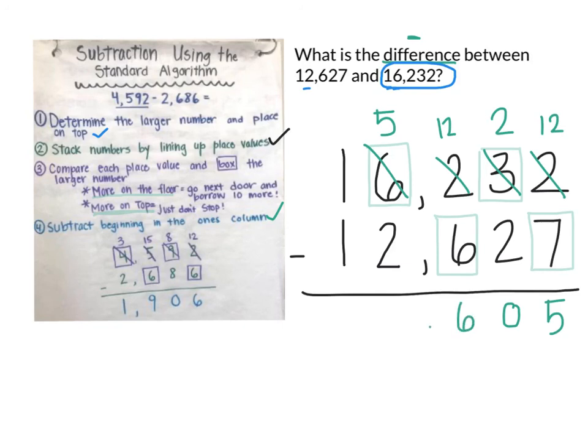I bring down my comma. 5 minus 2. We have more on top, so I am good to subtract. 5 minus 2 is 3. Moving to the 10,000s place, 1 minus 1 is 0. So the difference between 12,627 and 16,232 is 3,605.